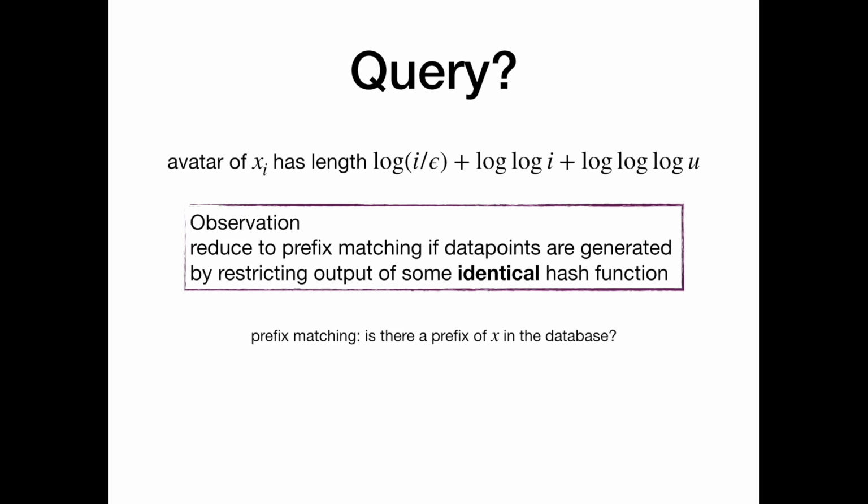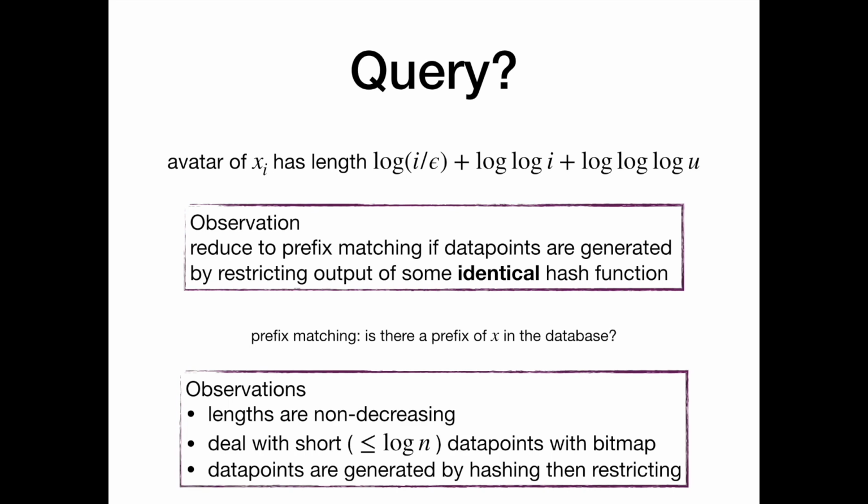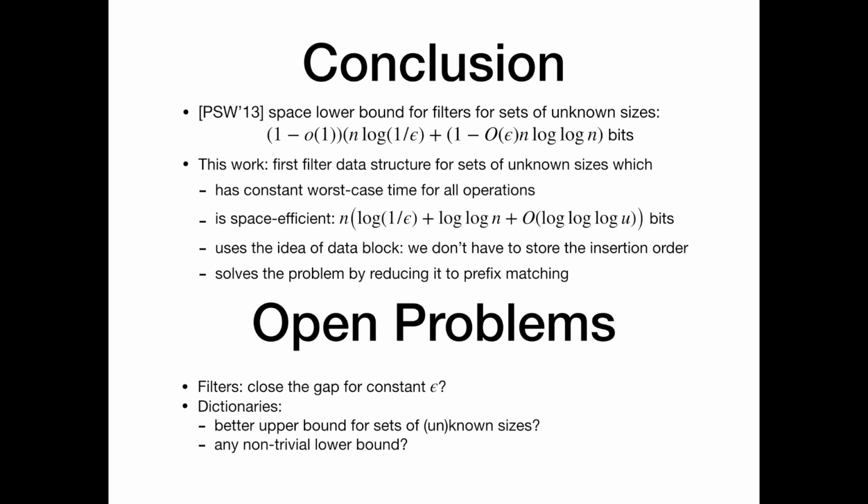For the i-th data point, we choose the prefix of the output of the hash function as its avatar. In this way, the problem becomes prefix matching. Then, we observe that the prefix matching meets all the requirements. In conclusion, we present the first succinct filter for sets of unknown sizes. Our data structure enjoys the best of both worlds. The data structure has constant worst-case time for all operations and is space efficient.